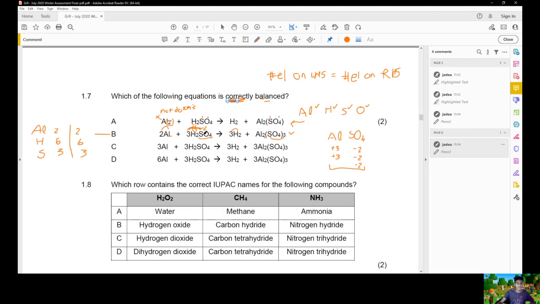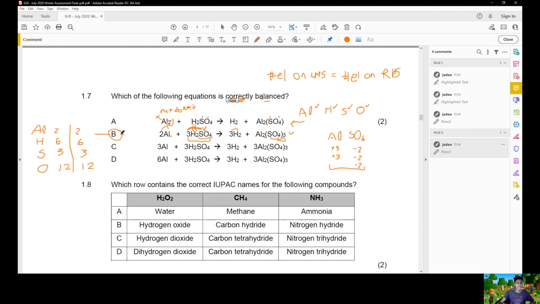And then finally, for the oxygens, 3 times 4 distributes, giving me 12 oxygens on the left. And on the right hand side, 4 distributes by the 3 outside the bracket, giving me 12 oxygens as well. So my answer here is going to be B. There's no need to check C and D, because you can tell how long it took us just to go through A and B, but option B is going to be my answer here.